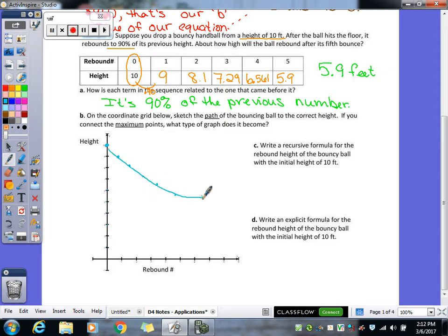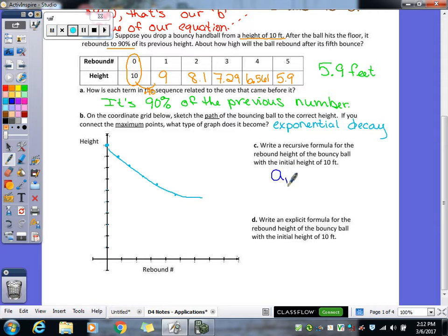So this kind of starts rounding out a little bit there. If you connect the maximum, what kind of graph does this become? It becomes an exponential decay. So they want us to write a recursive formula for the rebound height of the bouncy ball with the initial height of 10 feet.